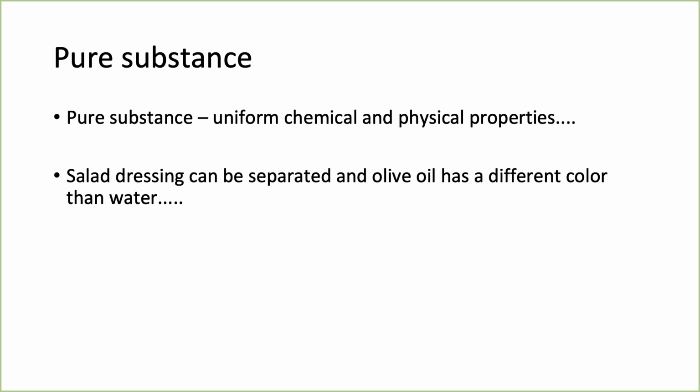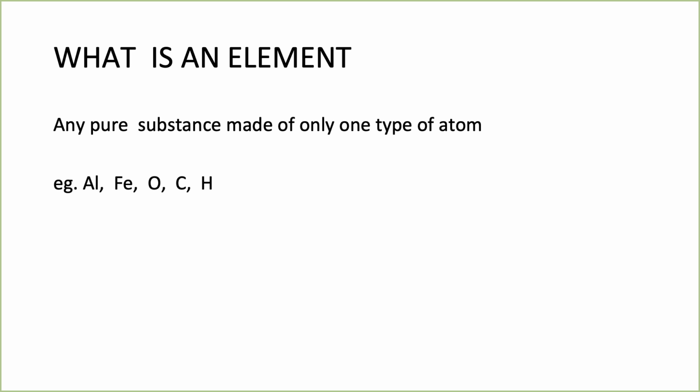So within pure substances, we actually have two different groups. One is an element. An element is a pure substance made of one type of atom. We've got a list of abbreviations here. We'll talk about those later in the chapter, but Al is aluminum, Fe is iron, O is oxygen, C is carbon, H is hydrogen. And all those are basically elements. It's a pure substance because no matter what part, if you have a whole chunk of carbon and we divide it up, the chemical and physical properties of each part are going to be the same.